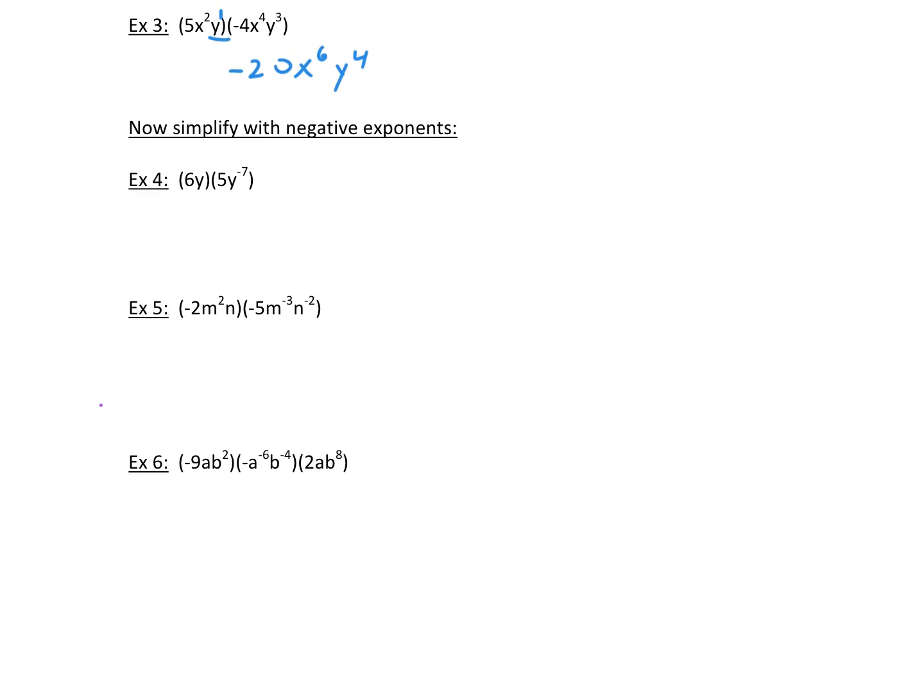We're going to take all these concepts now and apply them to negative exponents. So if you take a look now at example 4, we're going to follow the same exact process. Coefficients multiply. 6 times 5 is 30. The base is y. I bring the base over and I add the exponents. 1 plus -7 is -6.